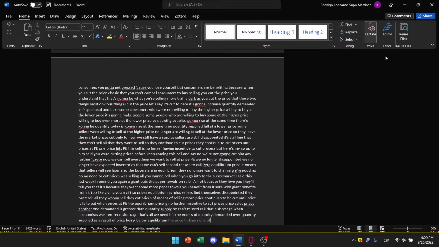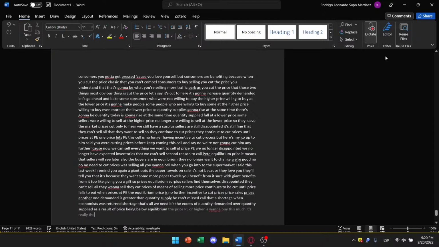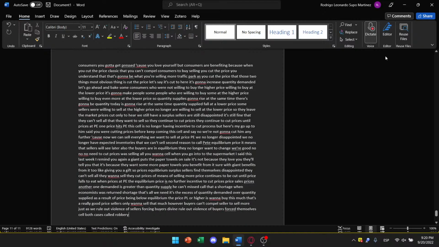buyers want to buy this much, that's a really good price. Sellers only want to sell that much, however. Buyers can't compel sellers to sell more. Just as we rule out violence of sellers forcing buyers to buy, we rule out violence of buyers forcing sellers to sell. In both cases, it's called robbery. We rule out robbery.